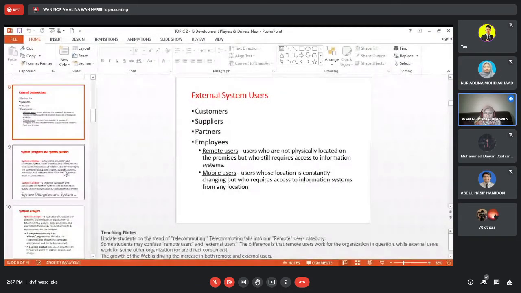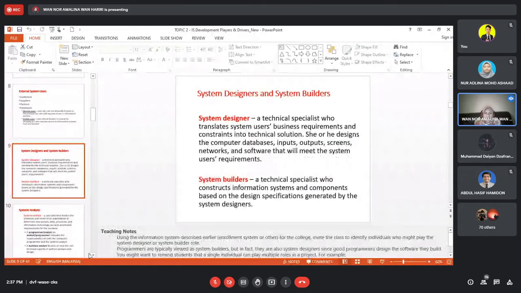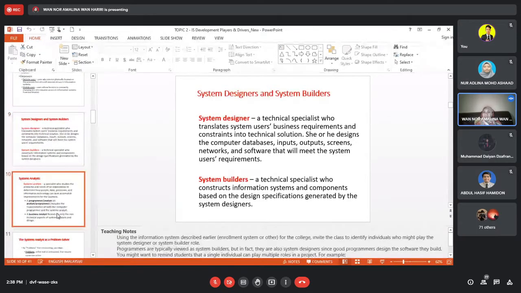Okay, so the next set of stakeholders are the system designers and system builders. When we talk about system designers, they are the technical specialists, as I've mentioned just now. They translate the users' business requirements, gathered and analyzed by systems analysts, into technical solutions. The designers don't build the system; they come up with a design blueprint that will be passed over to the builders. Now the main chunk here is the systems analyst.